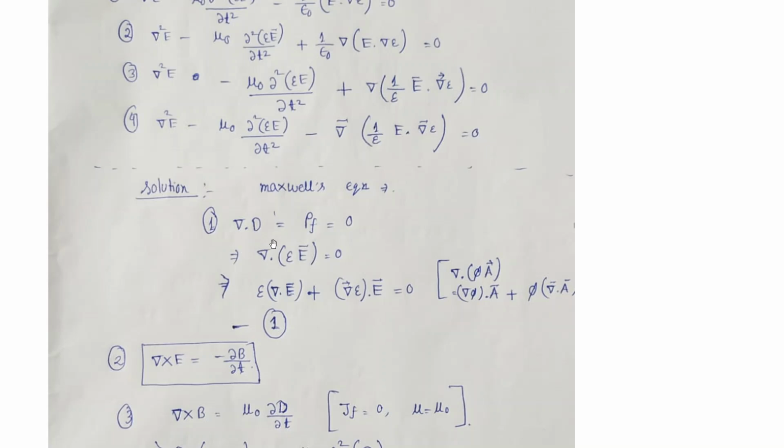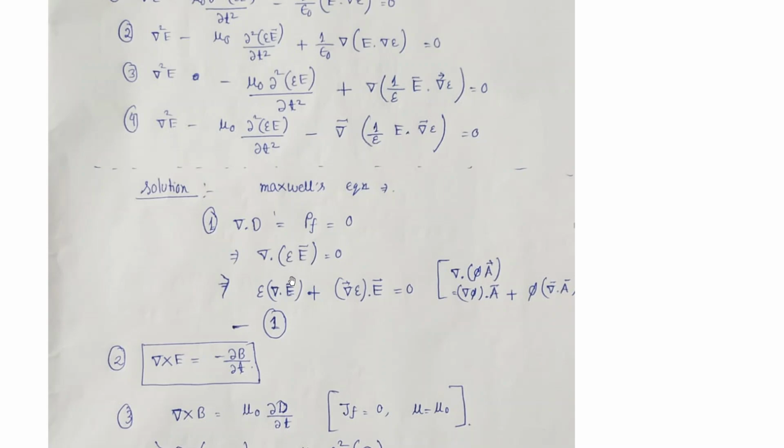So this is the first Maxwell equation, del dot D is equal to rho f, and that is equal to 0. So del dot epsilon E is equal to 0. D is epsilon naught E plus P, where P is the polarization. So together epsilon naught E and P combine to epsilon E. Epsilon is a function of position.